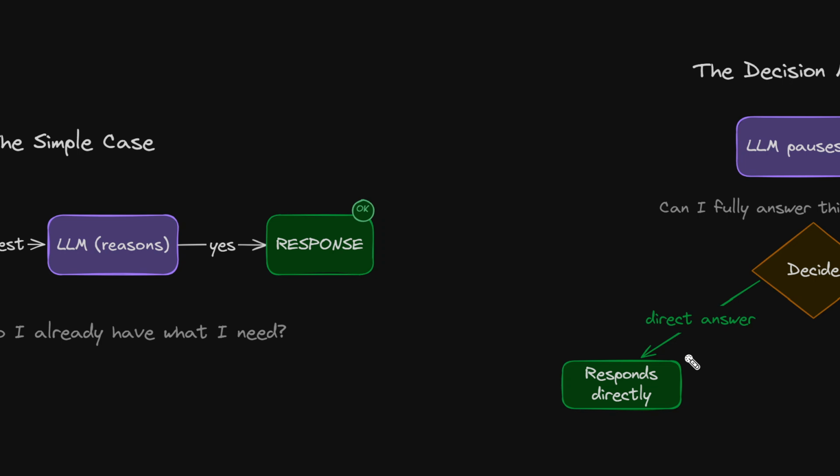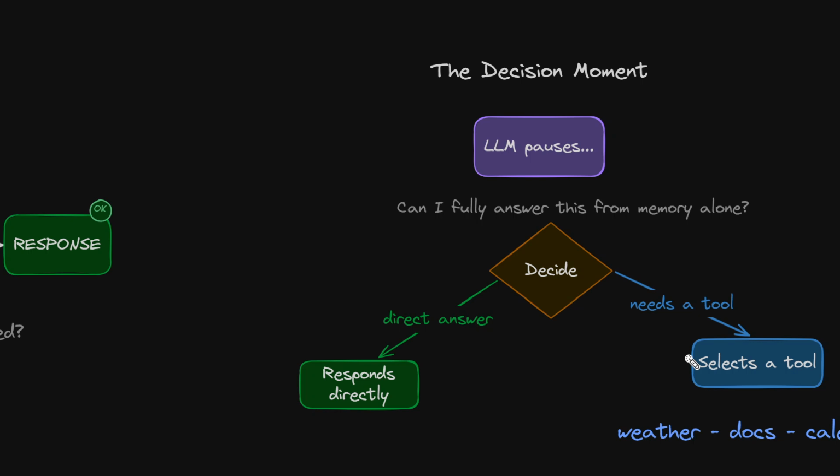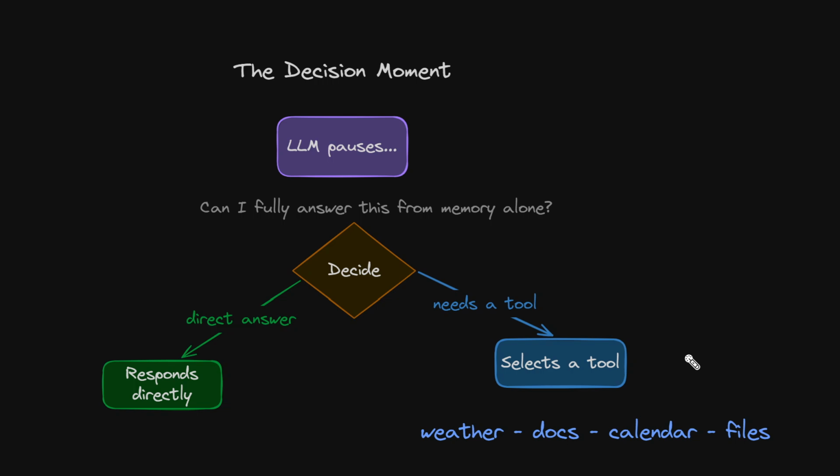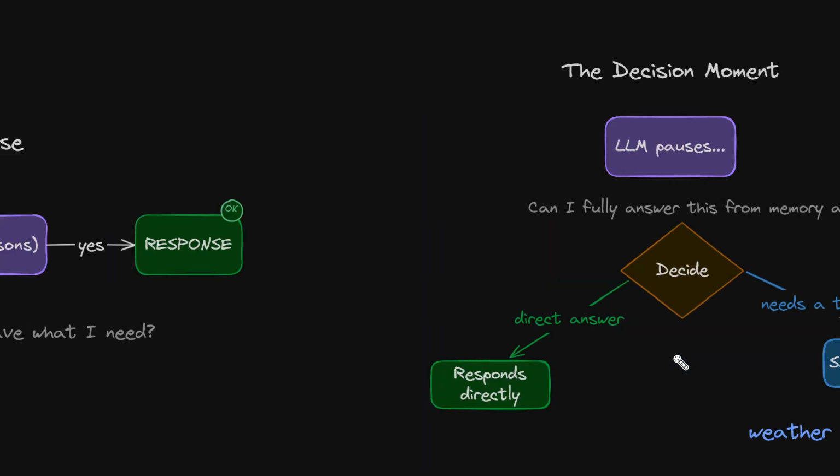But here is where it gets interesting. Sometimes the model realizes, I can't fully answer this from memory alone. Maybe you ask for today's weather or you need it to calculate something, search a document, check a calendar, create a file. This is the decision moment most people never think about. The model does not just admit defeat, it selects a tool. This is where the loop kicks in.